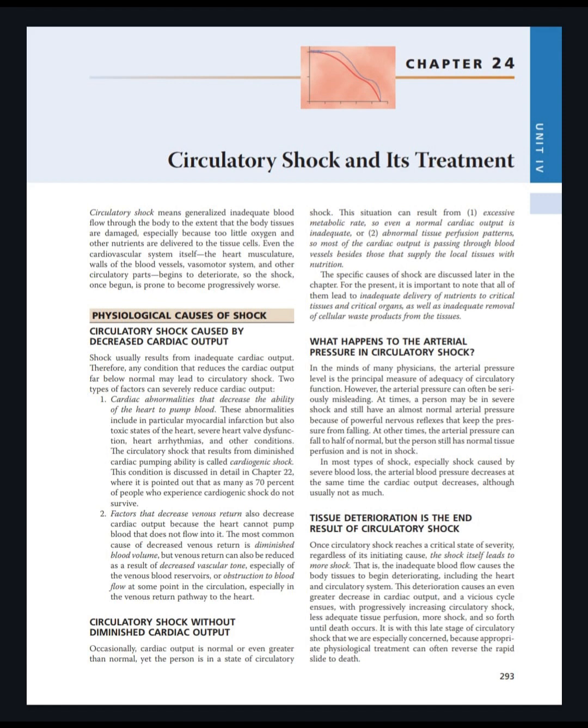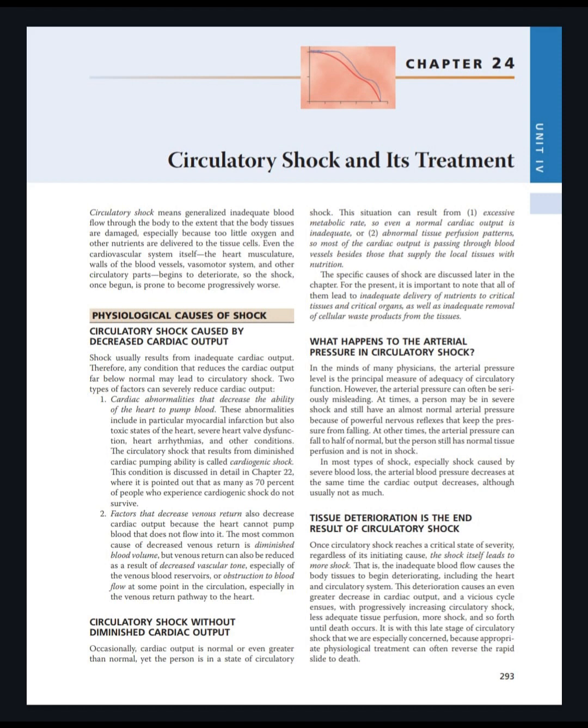Shocks usually result from inadequate cardiac output. Therefore, any condition that reduces the cardiac output far below normal may lead to circulatory shock. Two types of factors can severely reduce cardiac output: cardiac abnormalities that decrease the ability of the heart to pump blood. And these abnormalities include in particular myocardial infarction, but also toxic states of the heart, severe heart valve dysfunction, heart arrhythmias, and other conditions. The circulatory shock that results from diminished cardiac pumping ability is called cardiogenic shock.